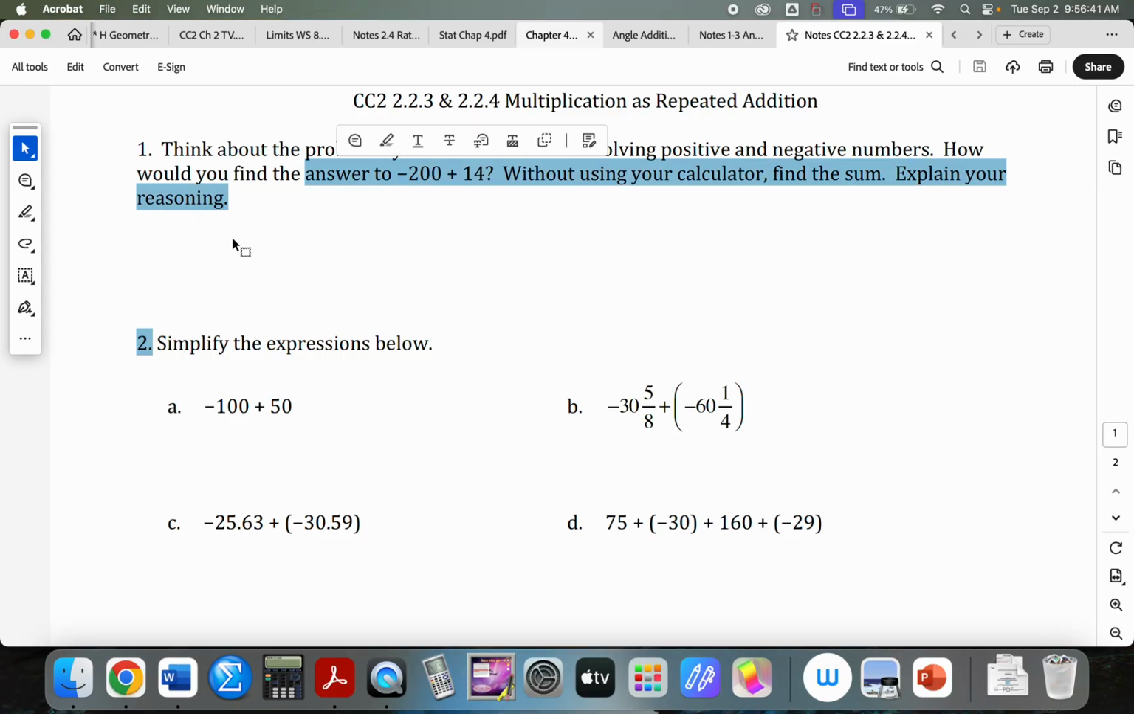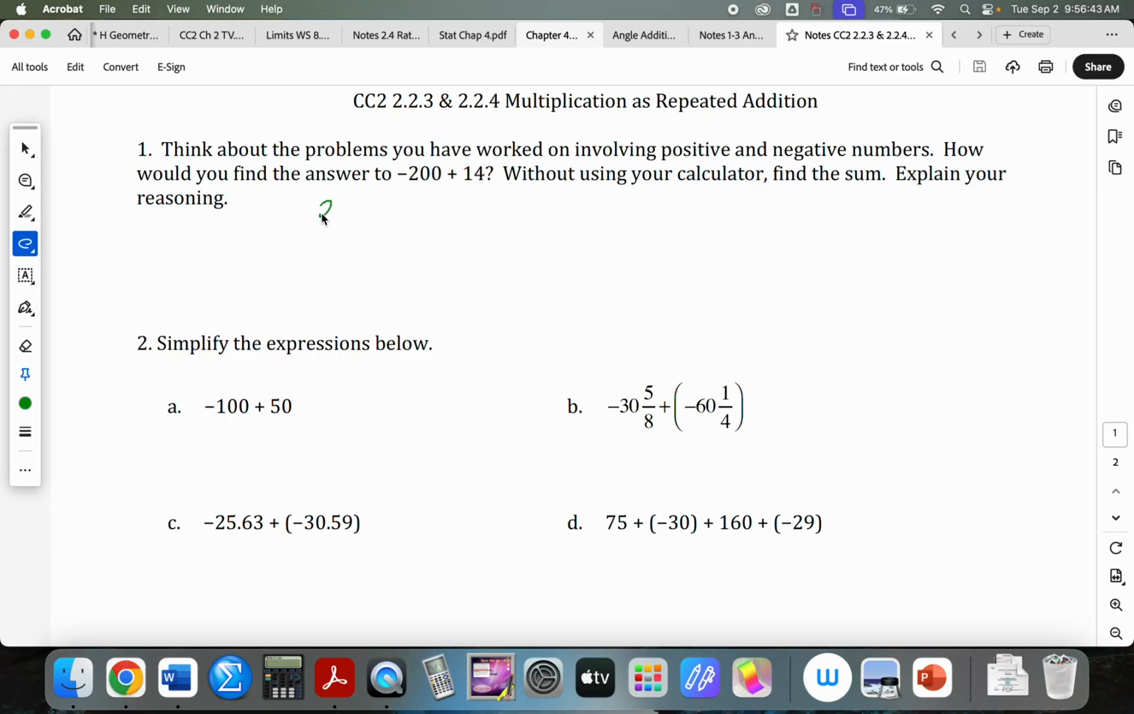Yeah, you're just subtracting. If you take 200 minus the 14, we get 186. Now, is my answer going to be positive 186 or negative 186? Yeah, it's going to be negative 186.